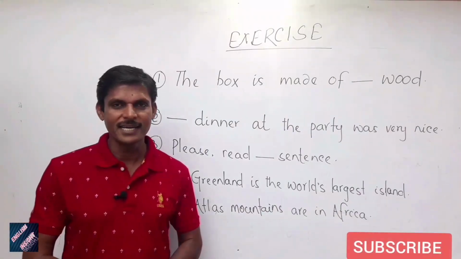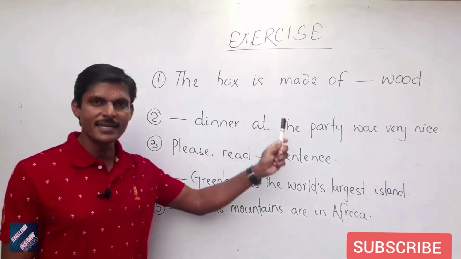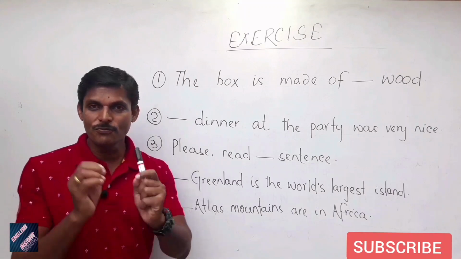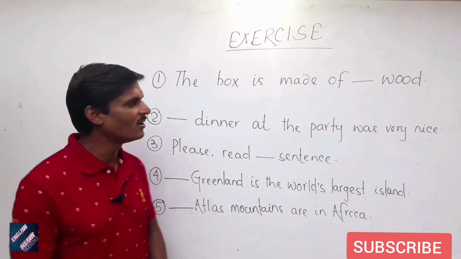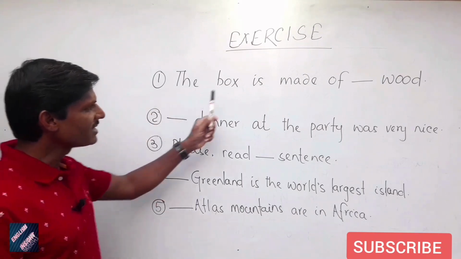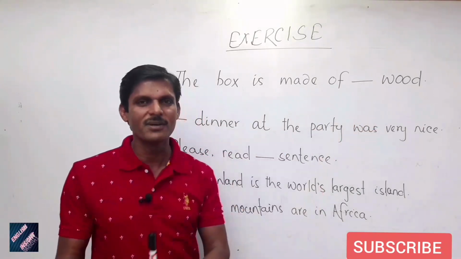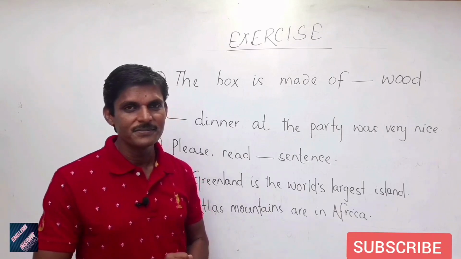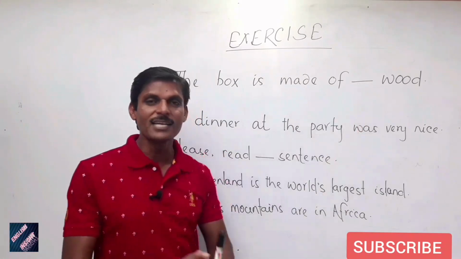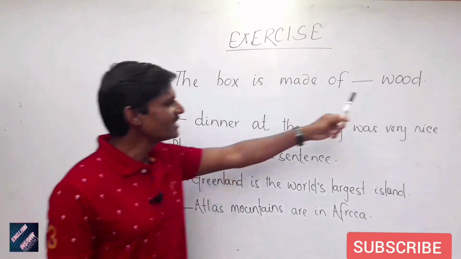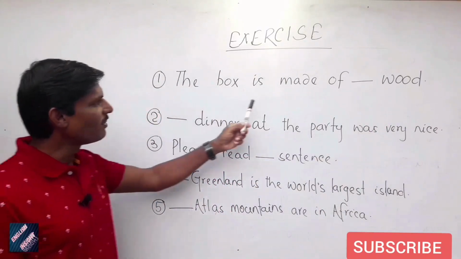Now we'll come to an exercise. You should test yourself. So, 5 sentences have been cited here. In each sentence, there's a blank. And we should fill in the blank. If it's appropriate, we should use the. If it is not appropriate, we should not use the. Okay? The first sentence, the box is made of dash wood. Shall we use the here? Or we should not use the here? Just you think. Yes. The answer is, we should not use the here. No article should be used here. Because it is an uncountable noun. And it is used in general sense. So, the sentence is, the box is made of wood.